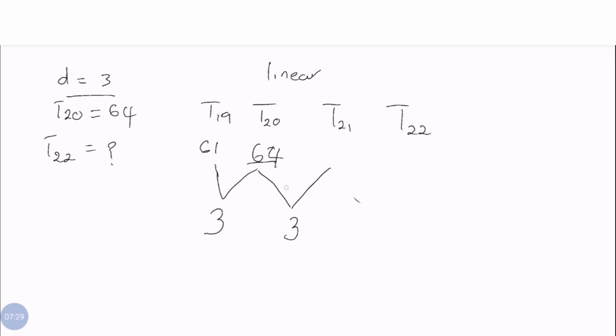So what is 3 plus 64? That is 67. And to get T22, we also have to add 3. That is 67 plus 3, which makes this 70. Then our T22 is equal to 70.